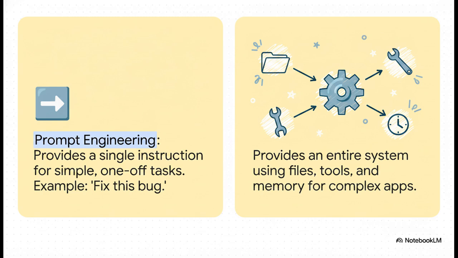But on the right, with context engineering, wow, we're talking about providing an entire information system. It's not just one file, it's multiple sources, tools, memory, history. The example totally changes to fix a bug by understanding the entire codebase. See the difference? It's not a request anymore, it's a mission.